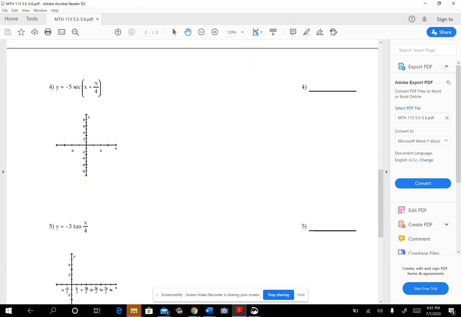All right, let's go ahead and look at this one. Here's a secant. Okay, so when I do this one, I'm going to be thinking about cosine really first. Okay, so let's think about this. So first, I've got a snippet.